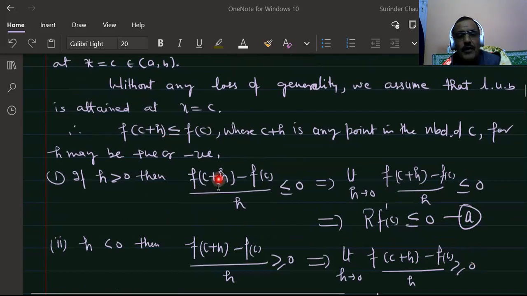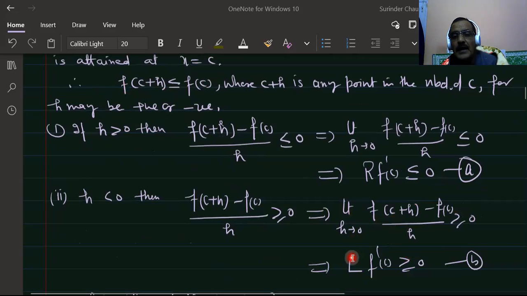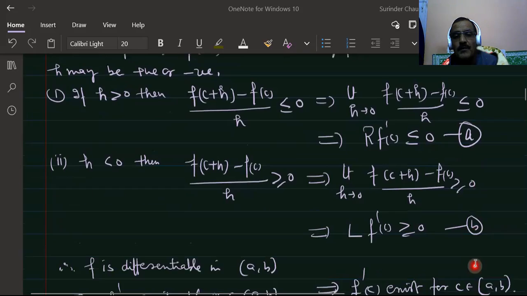Similarly, if we divide f(c+h) - f(c), which is less than 0, by a negative number, the inequality reverses, and it becomes greater than 0. Now taking the limit of this as h goes to 0, we are discussing the left hand derivative. Here h is approaching 0 from h less than 0, which means x is approaching c from the negative side. So this implies the left hand derivative of f at c is greater than 0.